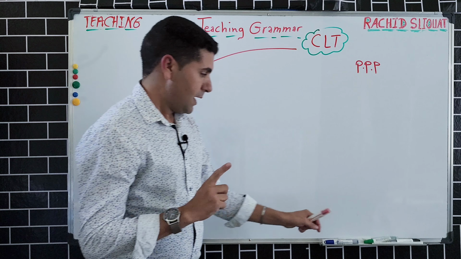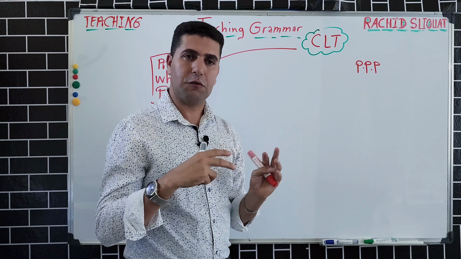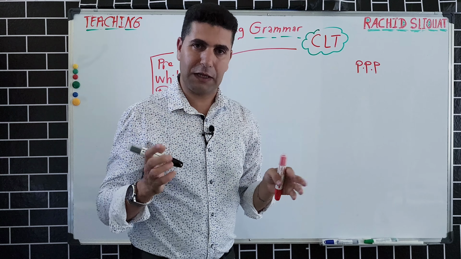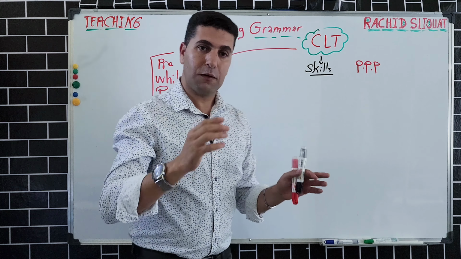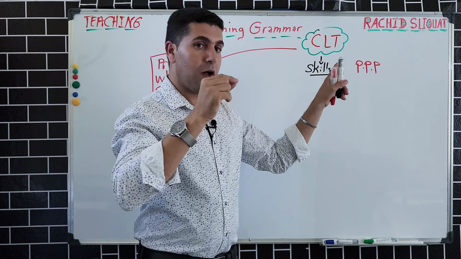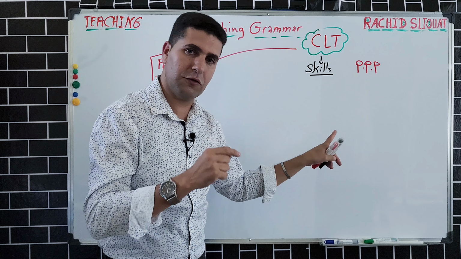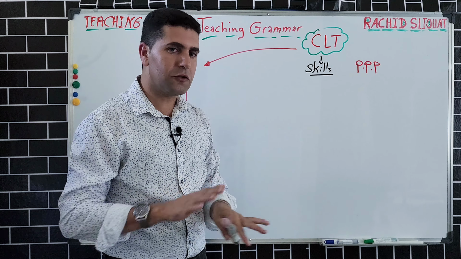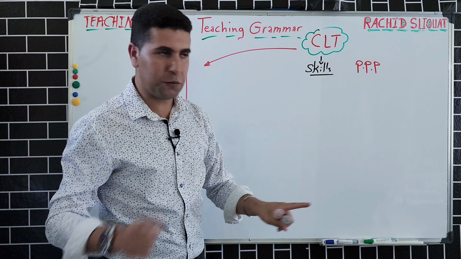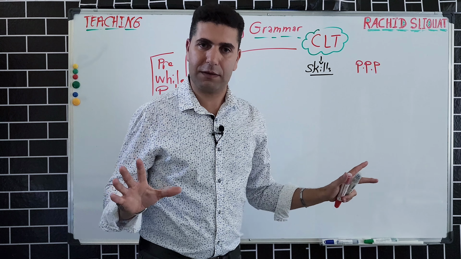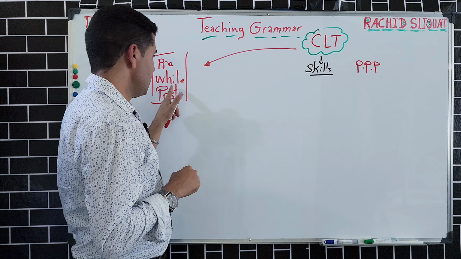This is number 1. Another very important thing is that when we talk about the integration of grammar into the communicative language teaching, automatically we talk about the integration of the skills. Teaching grammar using the communicative language approach entails the integration of the 4 skills. We cannot teach grammar communicatively if we don't integrate the 4 skills. So remember the integration of the 4 skills.